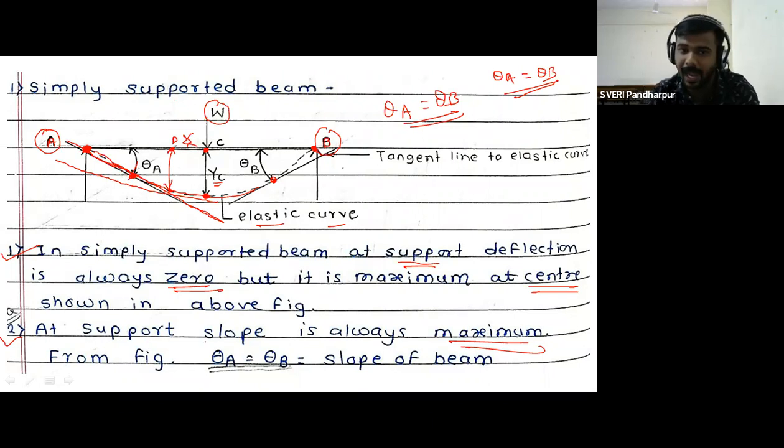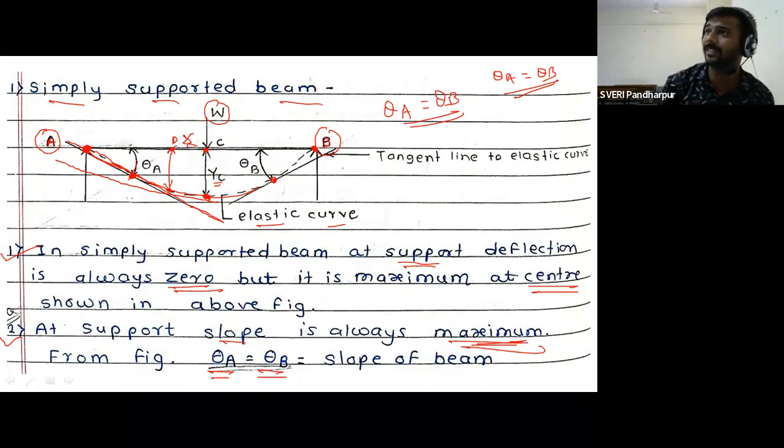Therefore, here at the support, slope is always maximum, and at the center point, slope is always equal to 0, and your theta A is equal to theta B. Getting? Where slope and deflection values are maximum and where it is 0 for the simply supported. Getting? So draw the figure and write down these two sentences. Based on this also MCQ question is there. So question will be asked like that.